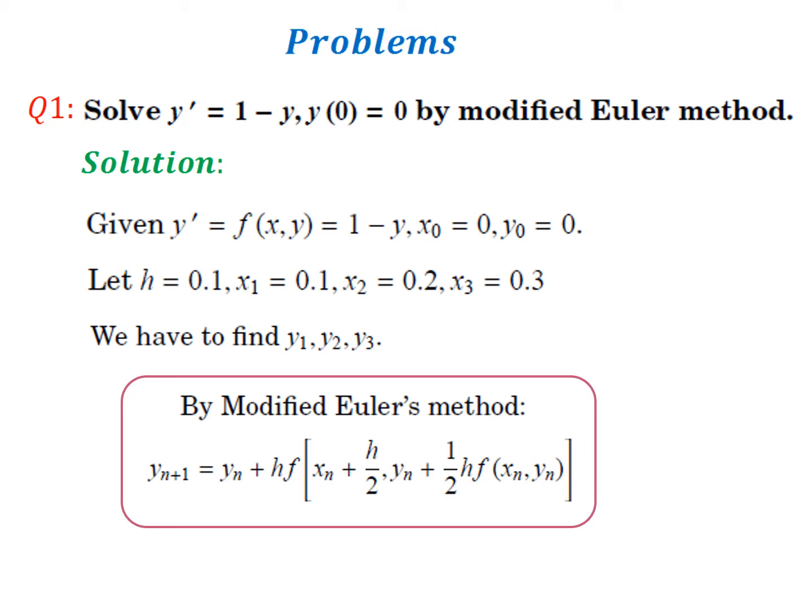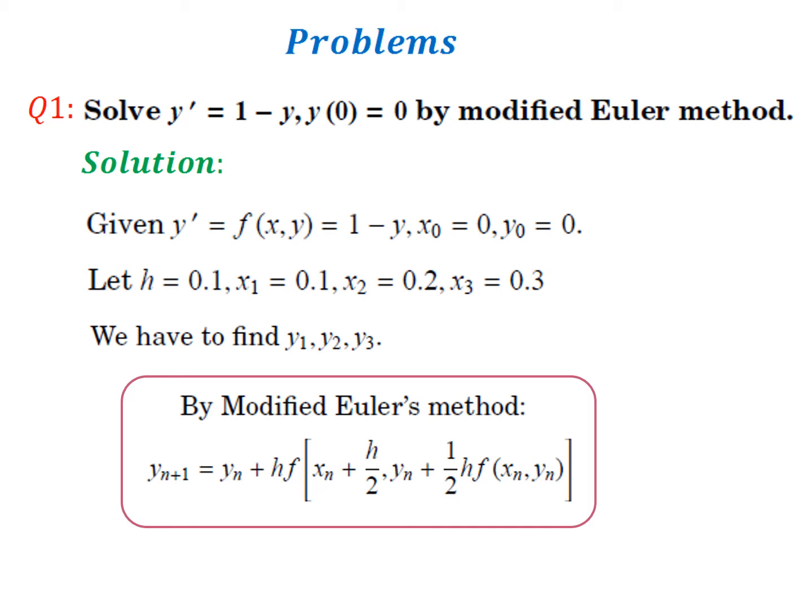So we need to find the corresponding y values for x1, x2, x3. Therefore we have to find y1, y2, y3. If this is an 8 mark question, we need to find at least 3 values. If it is a 2 mark question, we have to do only y1. That is enough. Now the modified Euler's method general formula is y(n+1) = y(n) + h * f(x(n) + h/2, y(n) + h/2 * f(x(n), y(n))). For finding y1, we just replace n = 0 in this general formula.